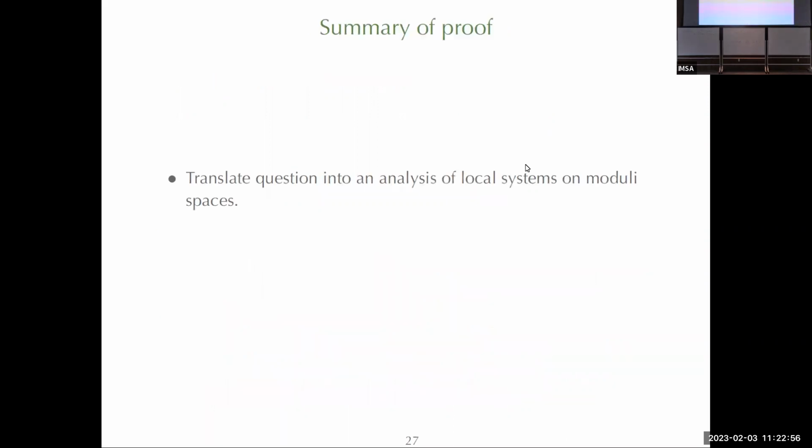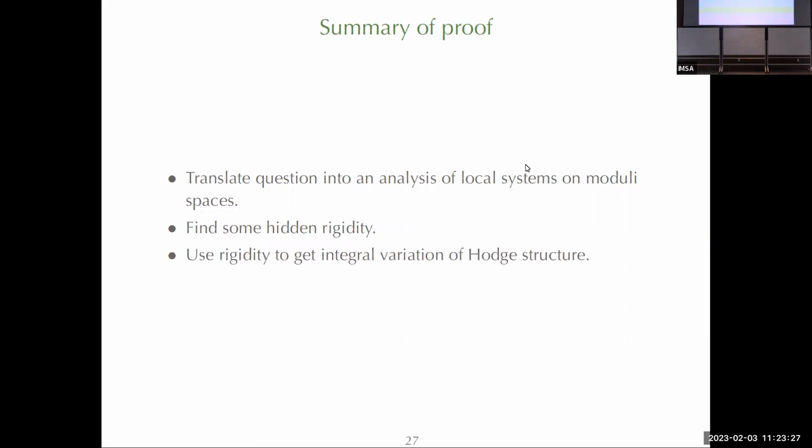Okay, so let me briefly summarize the proof. The first step was to translate the question into an analysis of local systems on moduli spaces. We started with a pure linear algebra question and translated it to a question about local systems on universal curves. The next step was to find some secret rigidity. If we start with a local system on a curve of positive genus, it will never be rigid. But when you put it in a family, you suddenly get rigidity. That's somehow the key idea. Rigidity then gave us two things: more or less an integral variation of Hodge structure, and then one shows that this variation of Hodge structure is actually unitary. So that's the overview.